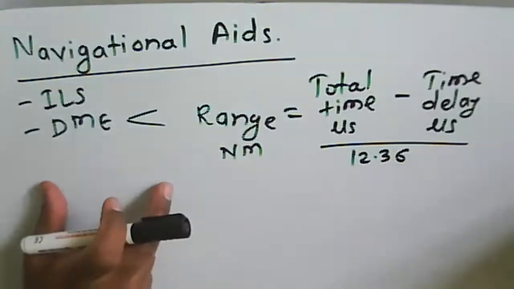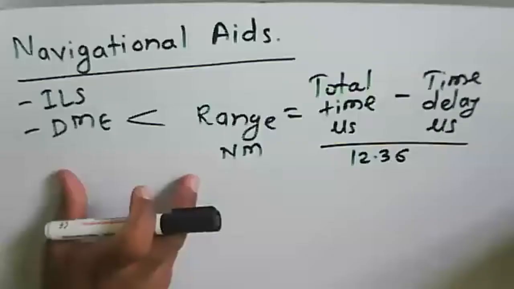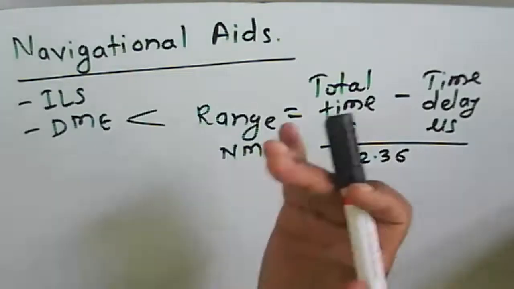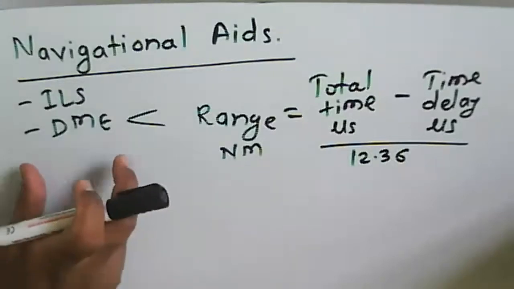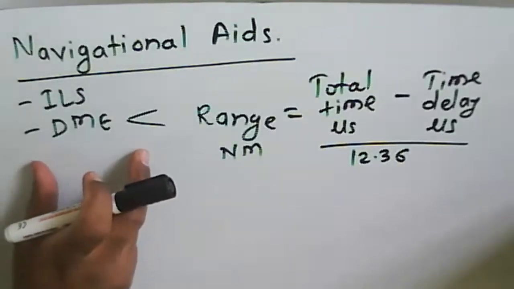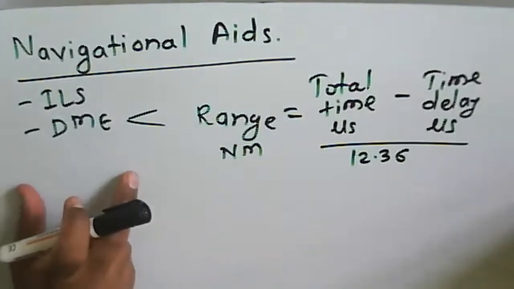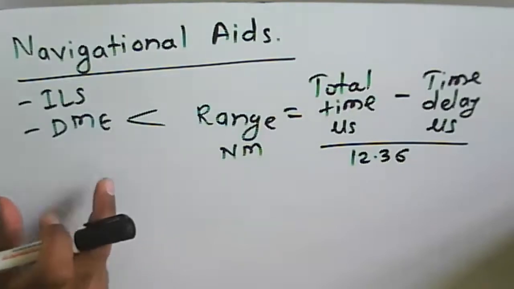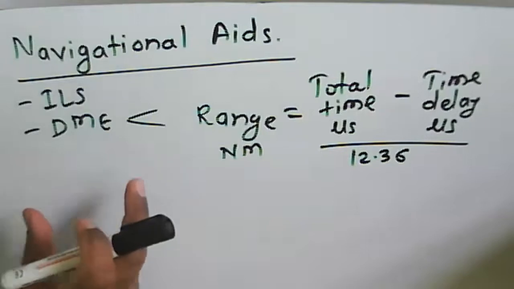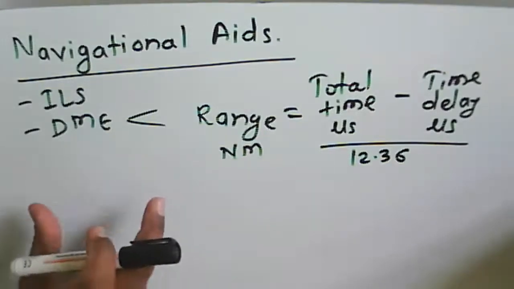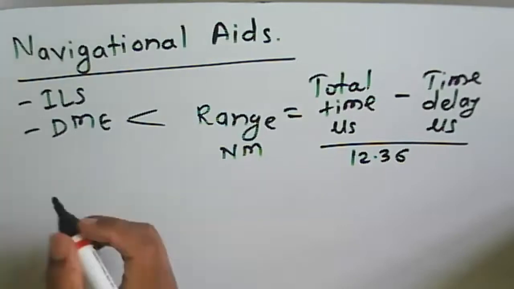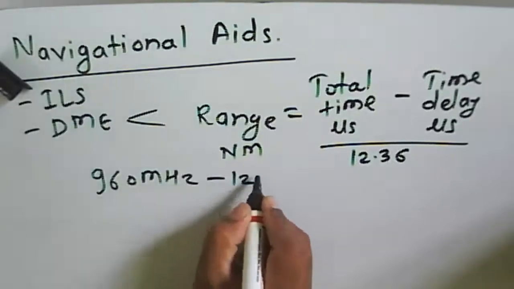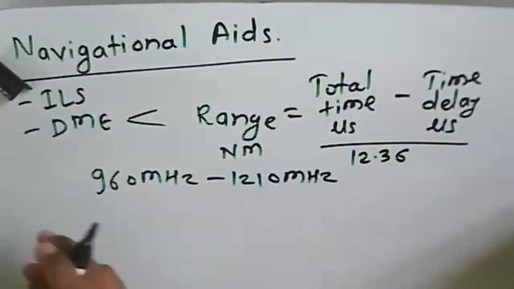Mostly this DME is useful as a navigational aid for aircraft. It is useful for distance measuring between the aircraft and a ground system there. Means just we can say that it is a distance measuring equipment, or you can say a distance measuring device. And this DME provides continuous navigation for 100 aircraft. So the operating frequency for this DME is about 960 megahertz to 1210 megahertz.